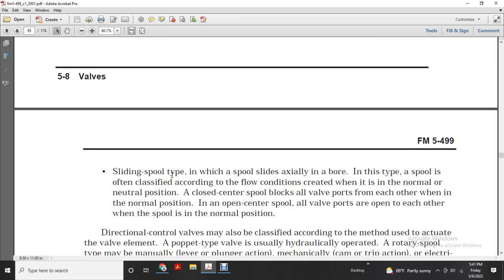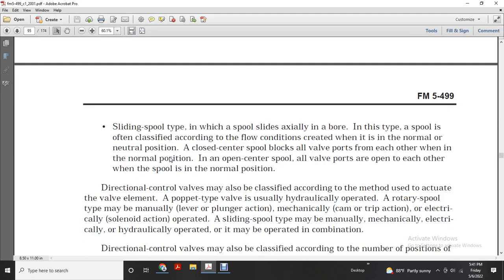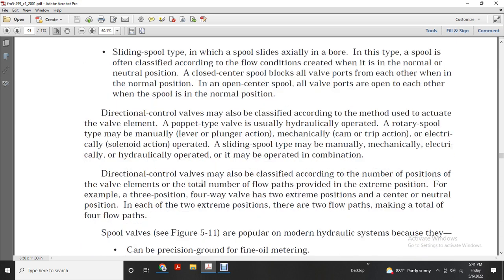Valves are classified according to the flow condition created with the spool in the normal neutral position. Closed center supply: the spool blocks all valve ports from each other when in the normal position. Open center: all the valve ports are open to each other when the spool is in the normal position. Directional control valves may also be classified according to the method used to actuate the valve element: manually, by lever or plunger action; mechanically, by cam or trip action; electrically, by solenoid action. Sliding type spools may be operated manually, mechanically, electrically, hydraulically, or by a combination.